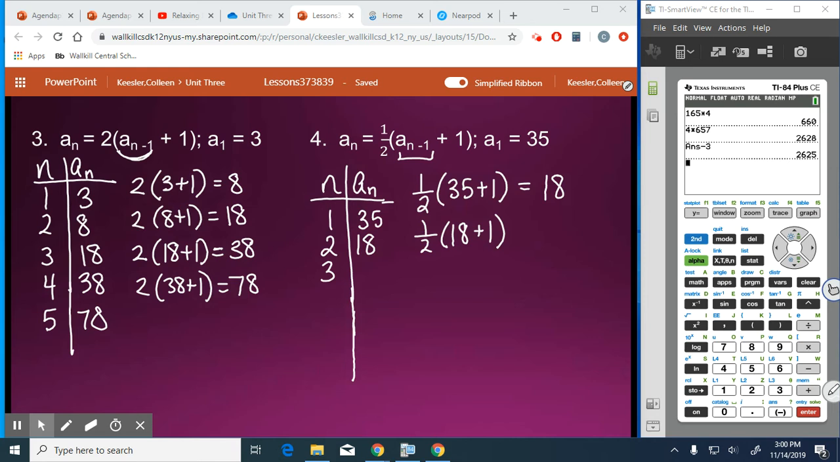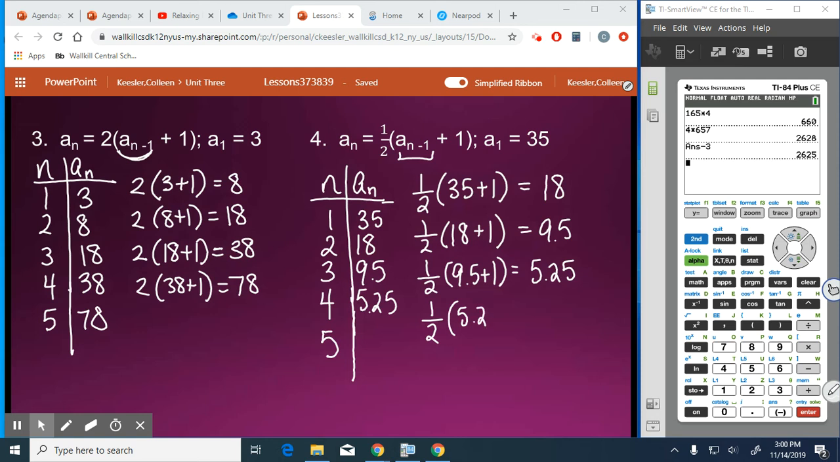which is half of 19. So that's going to be 9.5. To get the fourth term, we do half of 9.5 plus 1, which is half of 10.5. So that's 5 1/4. And to get the fifth term, we do half of 5 1/4 plus 1, which is 6 1/4. So half of 6 1/4 is 3.125.